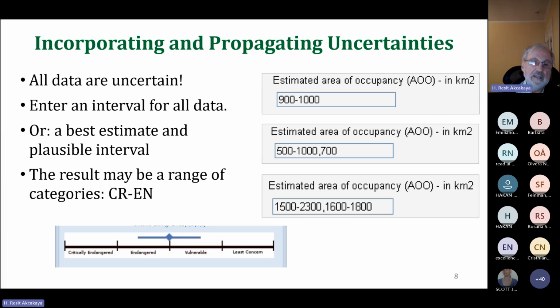Of course, if you don't have any data, you don't enter anything. But if you have any data, you can enter it as a range, or you can enter it as a range plus the best estimate. And the best estimate itself can be a range. The criteria calculator in SIS then propagates these uncertainties from every parameter, and at the end, the results may be expressed as a range of categories. So instead of just, for instance, endangered, it can say endangered to vulnerable, as in this example here.